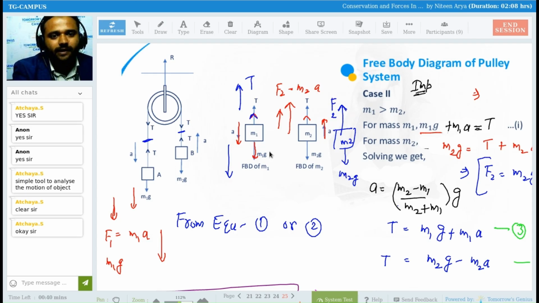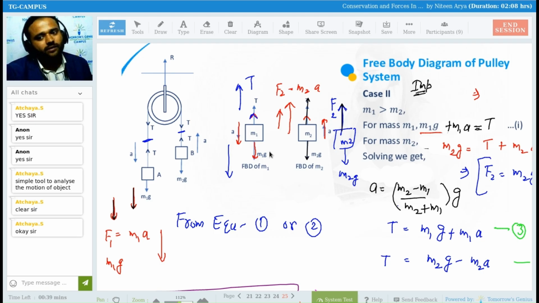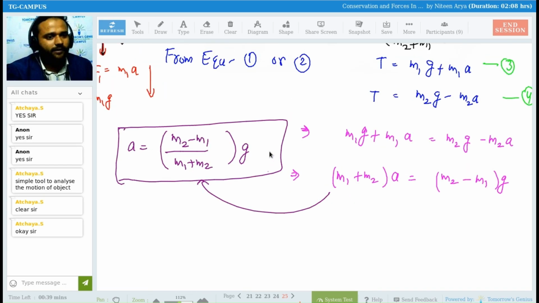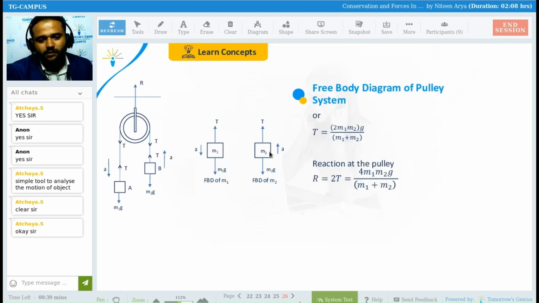Both the forces are in the same direction for M1, this F1 force or this M1g, and in the opposite direction there is a tension T. So we can write this. But for mass M2, M2g is in the downward direction, where tension force plus F2, which is M2a, is going to be in the upward direction. Now comparing tension with equations 3 and 4, we can get this relation. Okay, so that is the main thing.